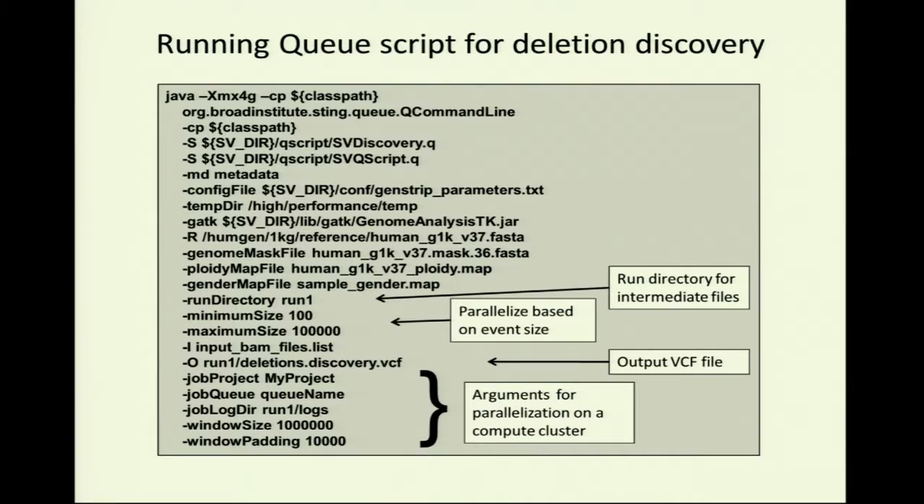Also, when you parallelize, these arguments here tell you how much of the genome you want to run. In this case, we're saying to run a megabase at a time with a 10 KB overlap. This window size needs to be larger than the maximum size you want to discover. And the overlap, this 10 KB overlap, really just has to be bigger than a typical insert size. But going from 10 KB to like 1 KB doesn't speed things up significantly. So you can be very generous in giving a large window padding.